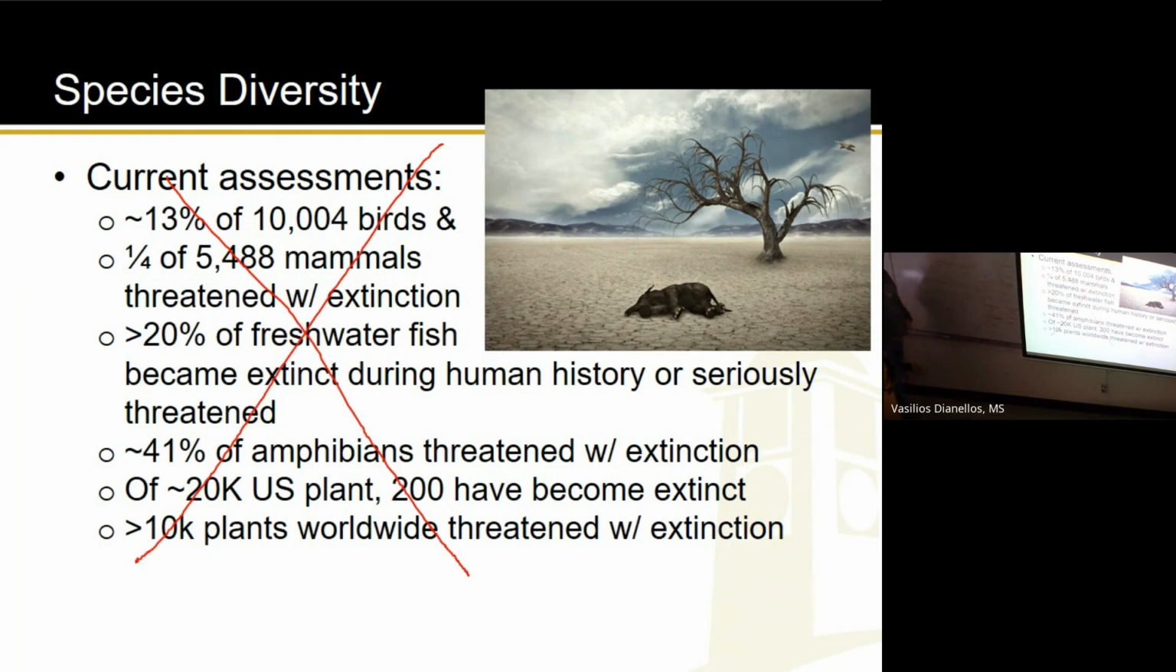According to you, these are the numbers, and according to this source, these are the numbers, because things change. Speaking of which, over 20% of freshwater fish have become extinct during human history, or at least seriously threatened. And about 41% of amphibians are now threatened with extinction. And of the about 20,000 plant species in the United States, 200 of them have become extinct. And over 10,000 plant species worldwide are threatened with extinction. So once again, these are numbers I'm probably not going to ask you about. It's just driving the point home. This is why this is important.